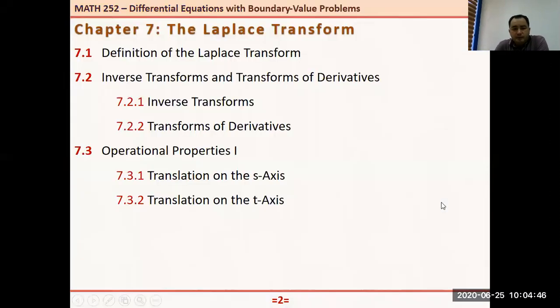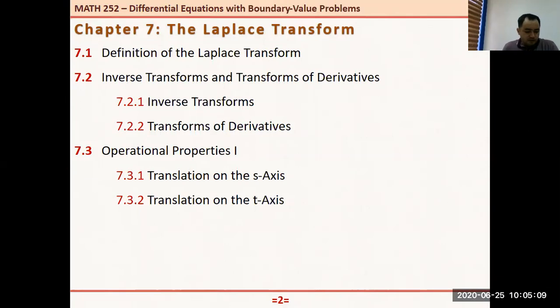So in our previous video class, we talked about the definition of the Laplace transform. We made a brief introduction to this chapter, and we did a few examples about how to use the definition of the Laplace transform. Today, we will talk about inverse transforms and transforms of derivatives.